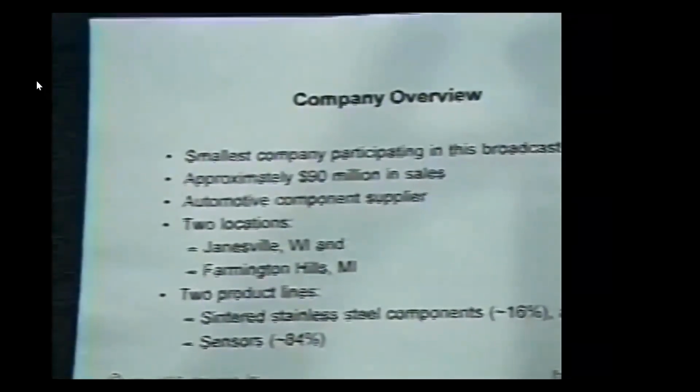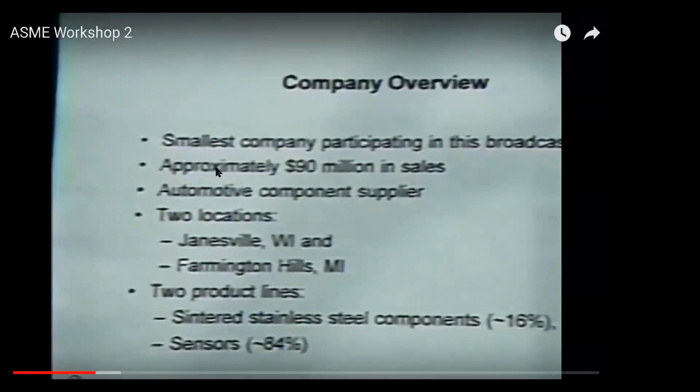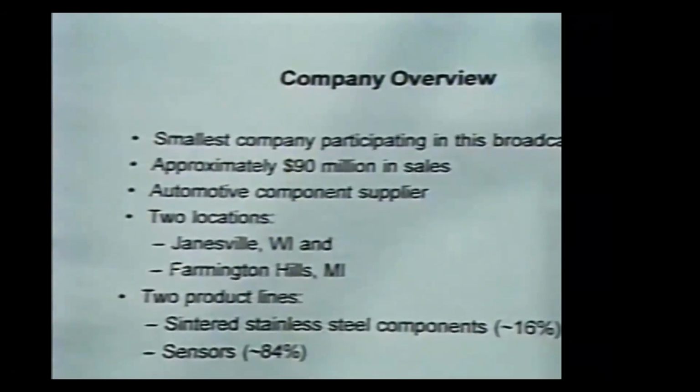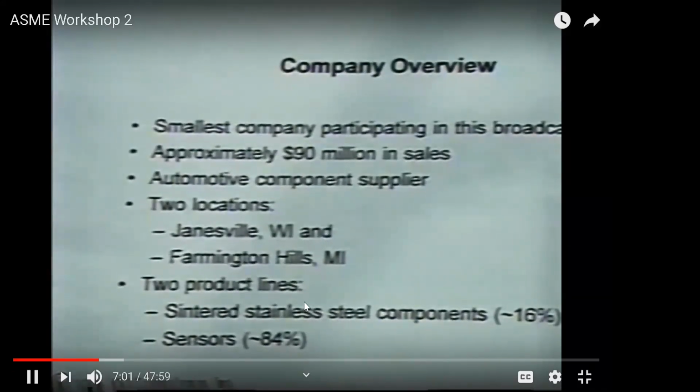So let me begin by describing a little bit about SSI. We are by far the smallest company represented in this talk today. We are about $90 million in sales per year. We mainly supply to the automotive market. There are a couple of markets that are side markets to us, but 98% or so of our business is with the automotive sector. We're located in two places, Janesville, Wisconsin, where we produce our parts as well as perform the design. Then we have another office in Farmington Hills, Michigan, where we service our customers.